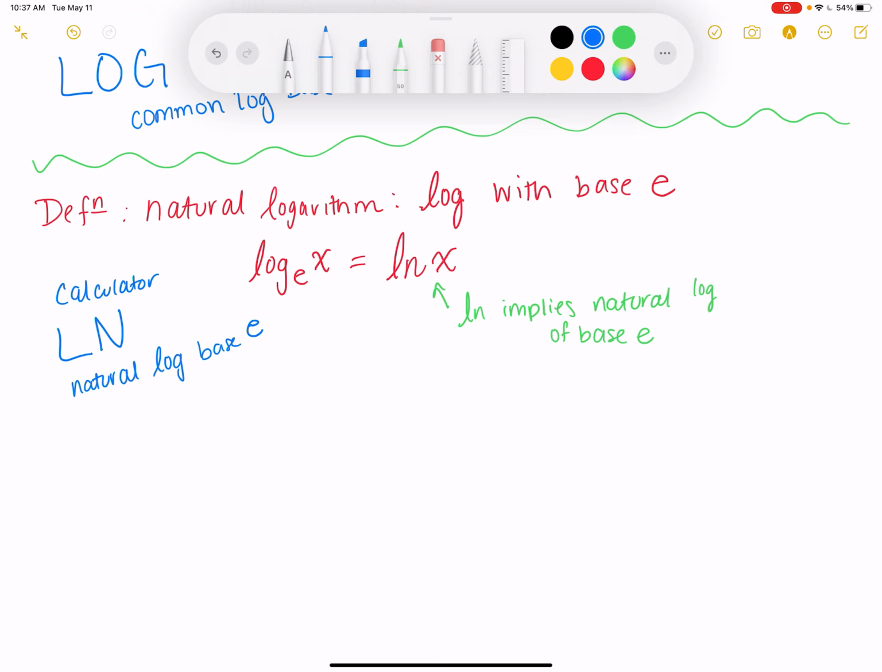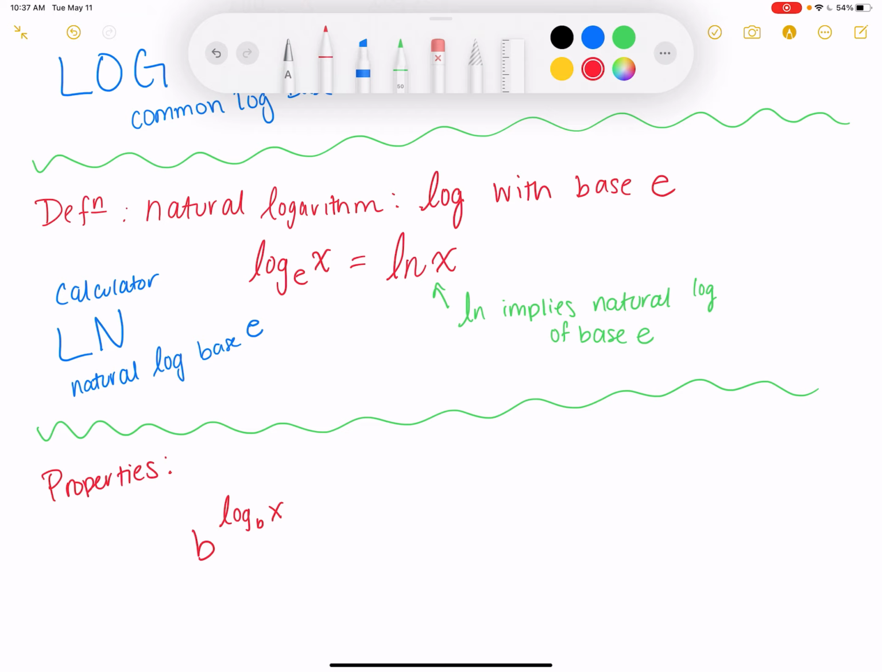All right, there's a couple more properties that we need to write down really quick. We'll do some examples. If you have b raised to the log base b of x, that is equal to x.